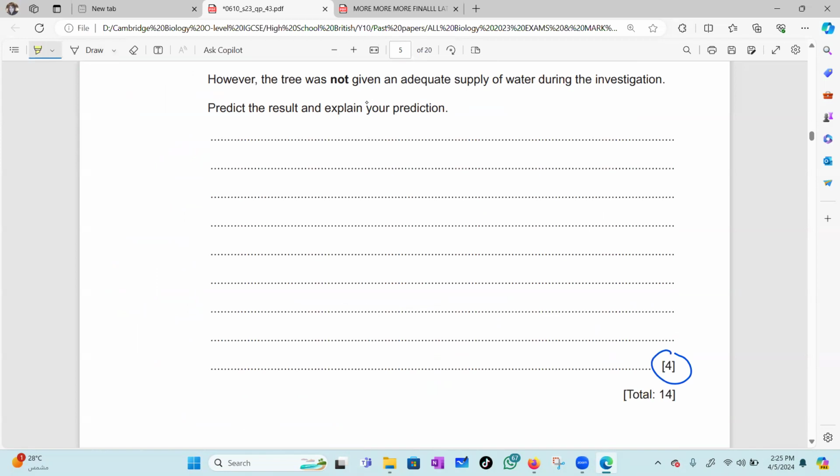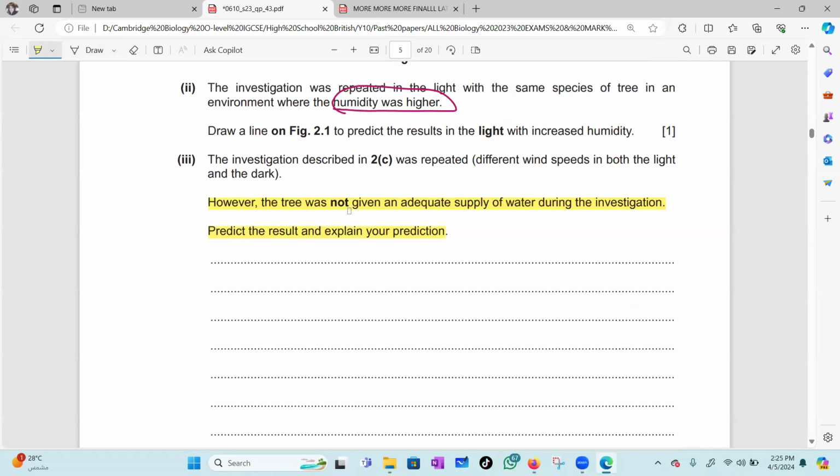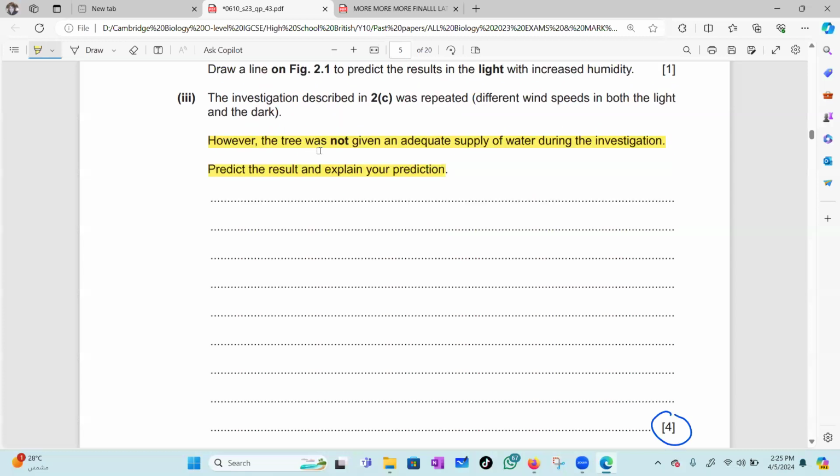I'll highlight it. Okay. Here, they told you that they repeated the investigation with light and with dark, with different wind speeds, but they did not give the plant water. It was not given an adequate supply of water during the investigation. Predict your results and explain your prediction. How will this affect the results? Can someone think about it a little bit? It's easy, by the way, just think about it.